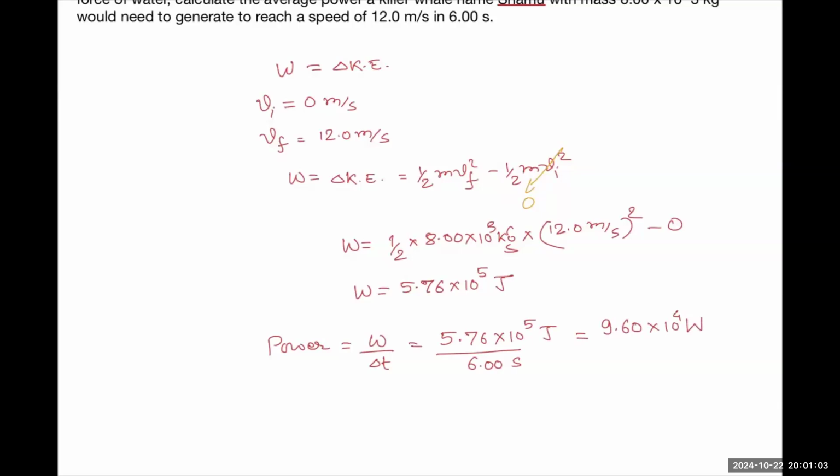Let's see. So I have a question. Why wouldn't it be in joules? Because isn't watts a rate of joule transfer over time? Joule per second. You can also write down this one, or you can just write down 9.60 times 10 to the power 4 joule per second. There's nothing wrong with that. Okay.